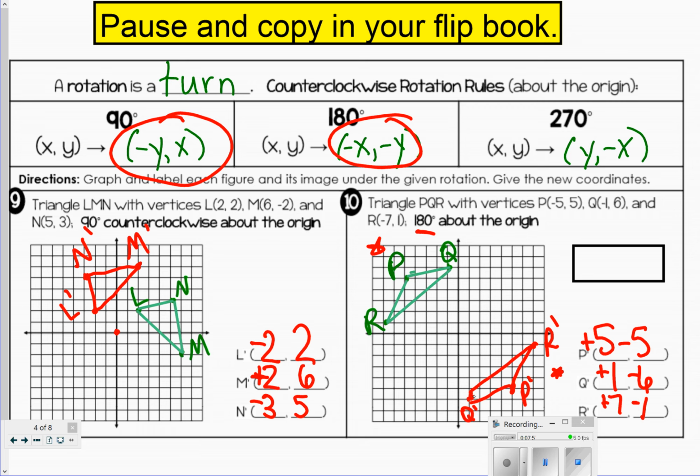It's not a terrific triangle, I apologize, but it should be basically the opposite, almost like a reflection of what we saw with our pre-image. Okay, very good. Make sure that you've paused the video and have all this information in your flipbook.